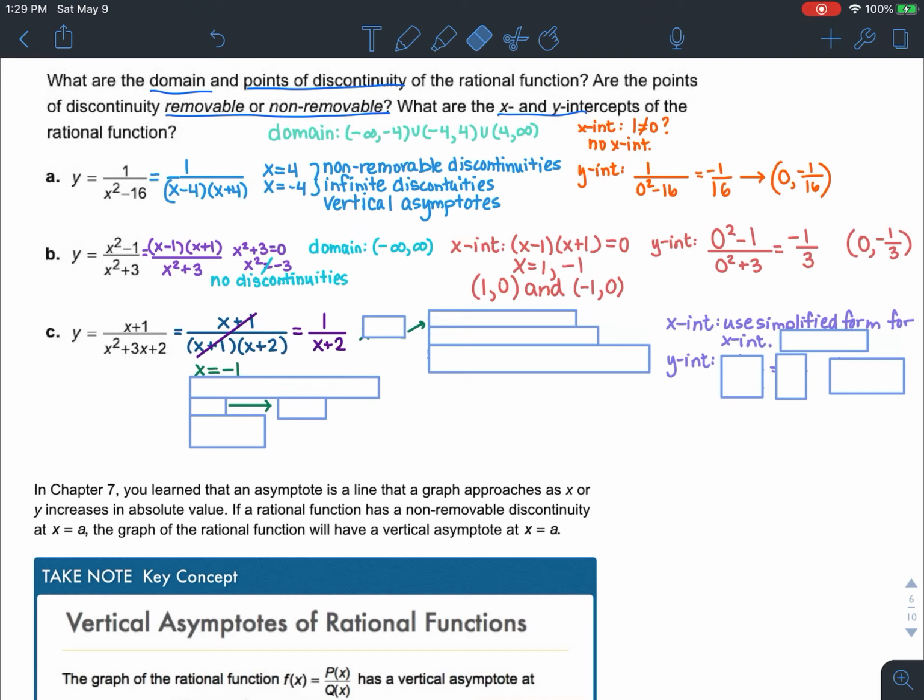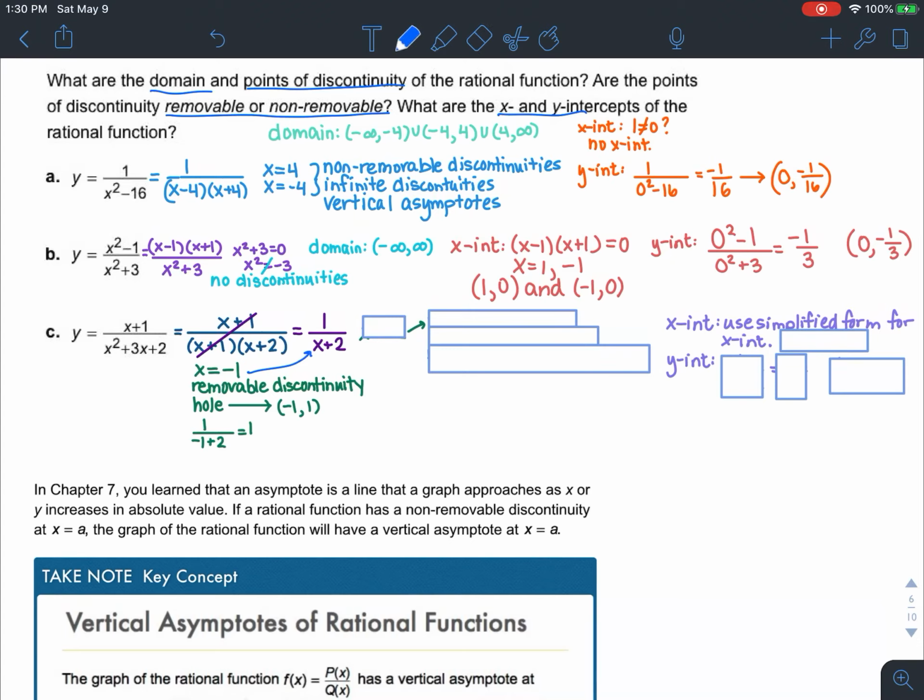But x still can't be negative 1 because it still would make the bottom be 0. And that's what's a removable discontinuity. When the factor cancels, that's what makes a hole. Where is the hole? Take this negative 1 and plug it into your simplified form, and you'll get 1, because 1 over negative 1 plus 2. Oh, there it is right there, sorry.